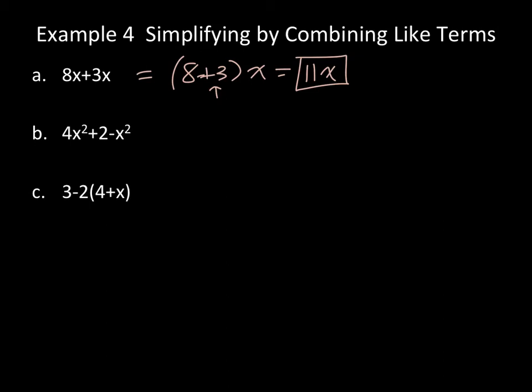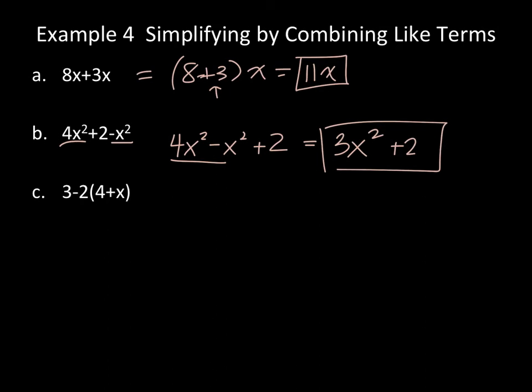Okay, let's look at letter B now. 4x squared plus 2 minus x squared. If I look at this, I want to see if I have any like terms, right? So simplifying, I don't have any parentheses, but I do have like terms: 4x squared and negative x squared. Make sure to be careful about that negative. So I'm going to combine 4x squared, negative x squared, plus 2. Combining these, I'm left with 4 plus negative 1. That'll just be 3x squared. And then leave that plus 2 there.